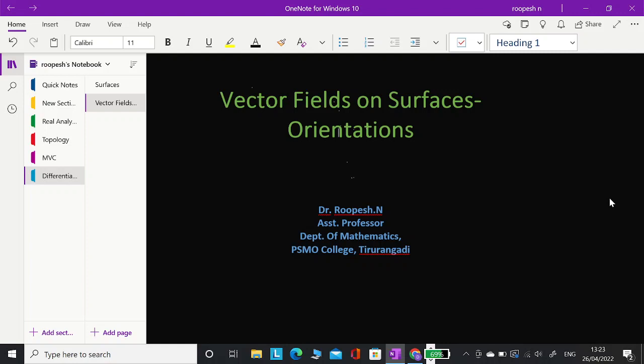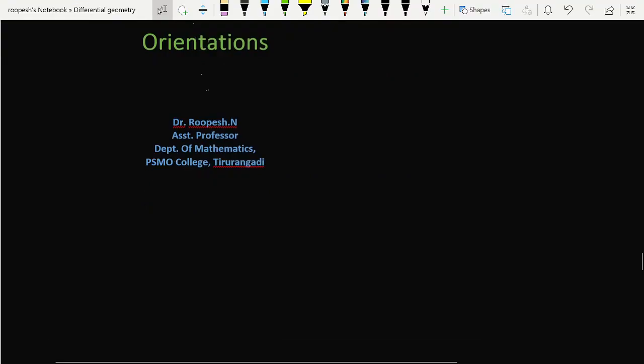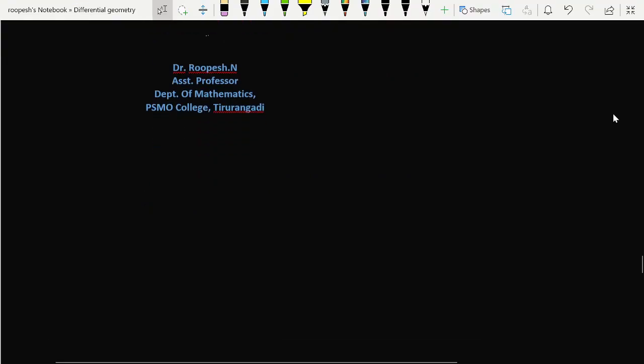Today we are going to deal with the orientation of surfaces. Mainly we will say what a connected surface is, then how many orientations can be given to a connected surface, and if there exists any surface which cannot be orientable. So our discussion is based on three facts today. The first one is the definition of connected.